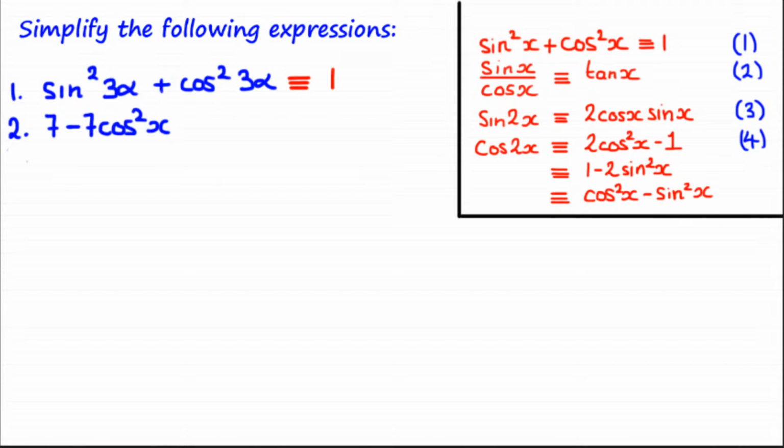Question 2. Simplify the expression 7 minus 7 cos squared x. Who's got this?